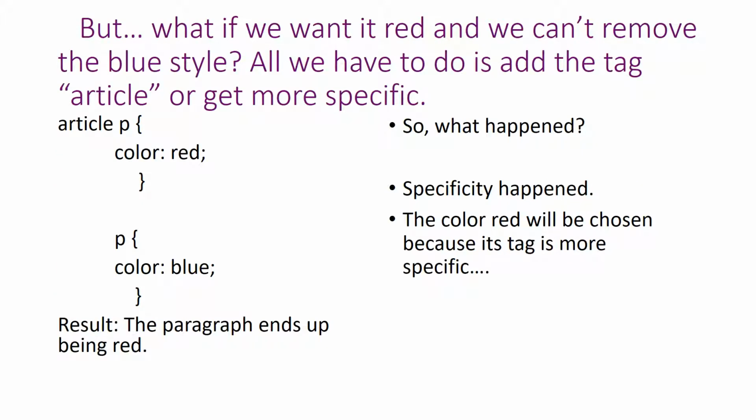But what if we wanted red and we can't remove the blue style for some strange reason? All we have to do is add the tag article, or get more specific. So here you can see it says article, paragraph, and we're changing the entire paragraph to color red. We also again have our same old paragraph color blue. So what happened? Specificity happened. The color red will be chosen because its tag is more specific. And so thus it ends up being red.